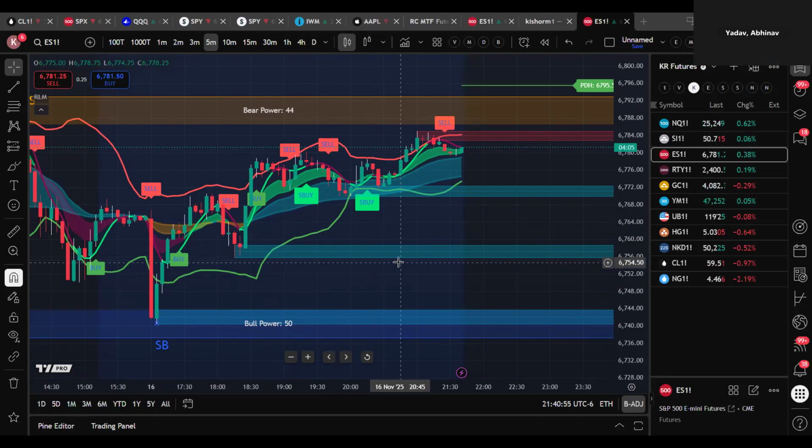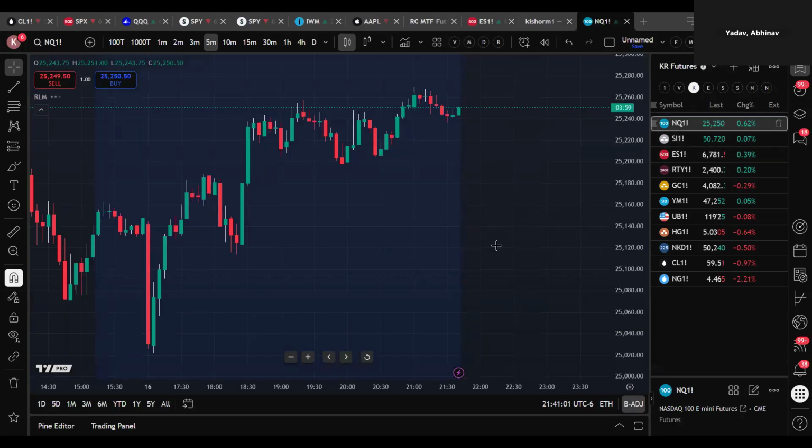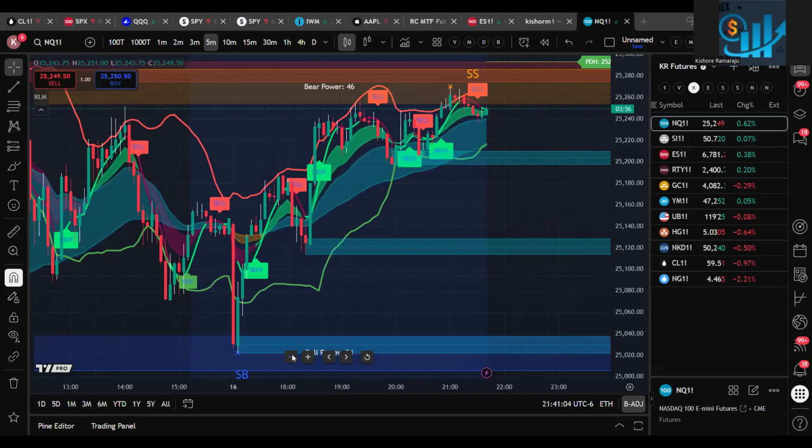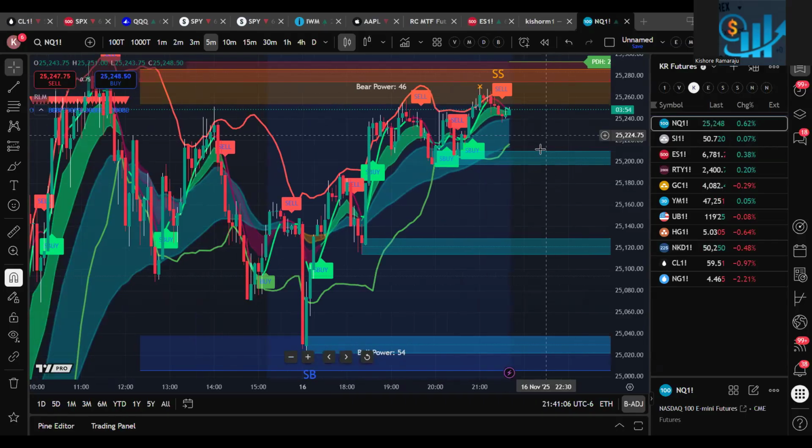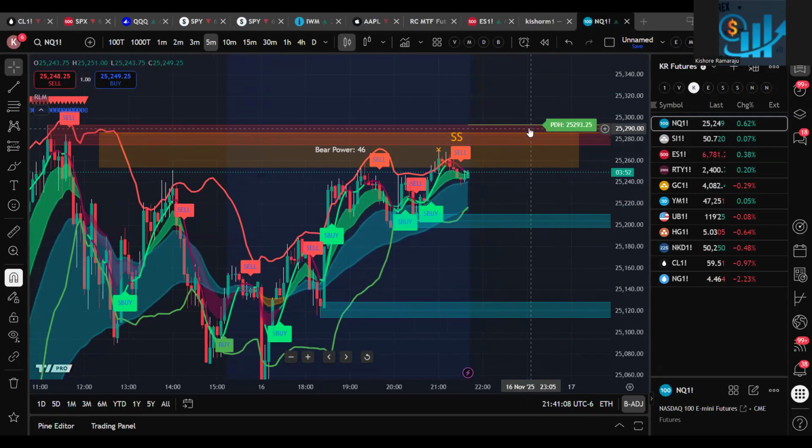Okay, Kishore, for overnight NQ, the target will be the previous day high, 25 to 90. Yeah, it will go to 25 to 93, and then we may see a reversal again. Okay. Thank you, Kishore.